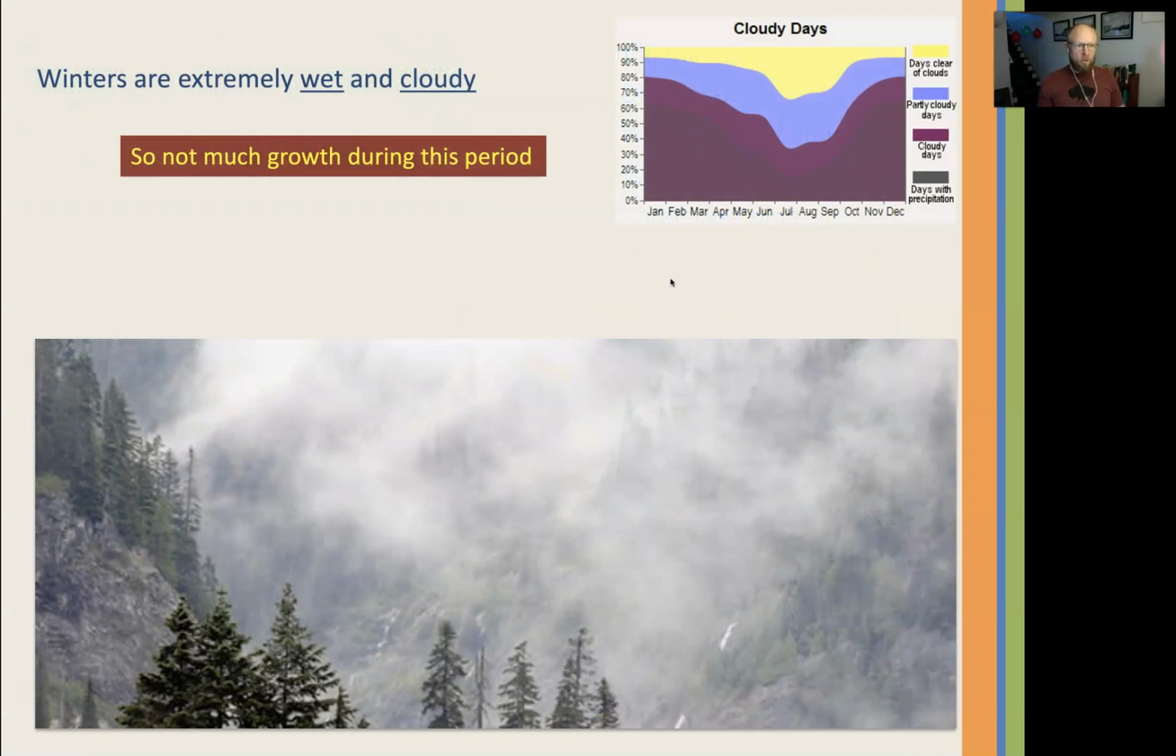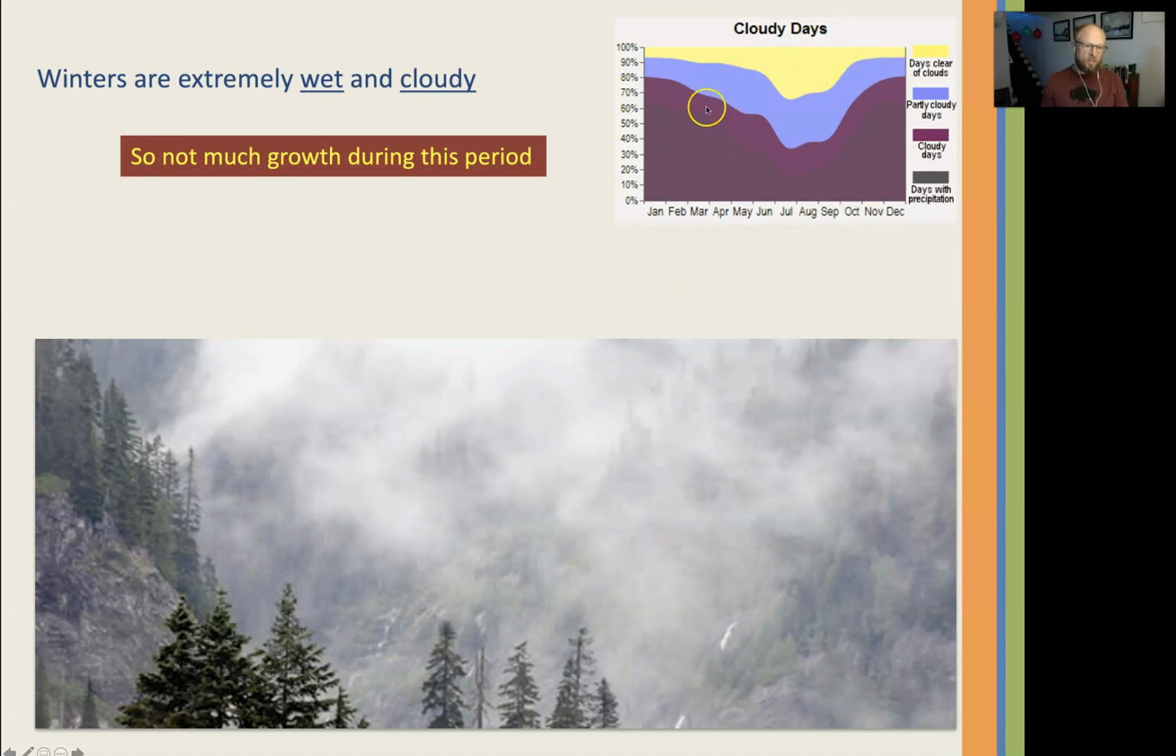Okay, now let's go back and talk about why the evergreens are here. We talked about the timing of precip leading to those drought conditions in the summer. The other thing is what's going on in the time of year where we don't really think of growing conditions, and that's those winters. So winters are extremely wet and cloudy, very much a stereotype of the Pacific Northwest, right?